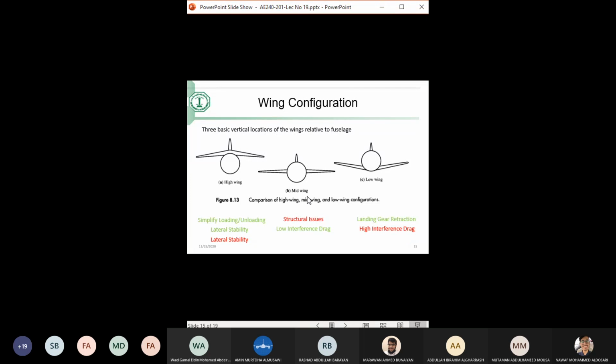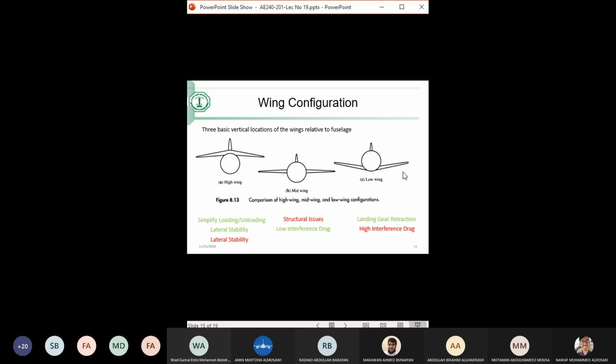Other considerations that the team should think about in choosing which type of wing is, what about the landing gear? If you have a low wing, I can retract the landing gear right away in the wing and it will be a short landing gear. But if I have a high wing, I cannot retract the landing gear in the wing. It will be a very long landing gear, and that's an issue. So the landing gear is another factor.